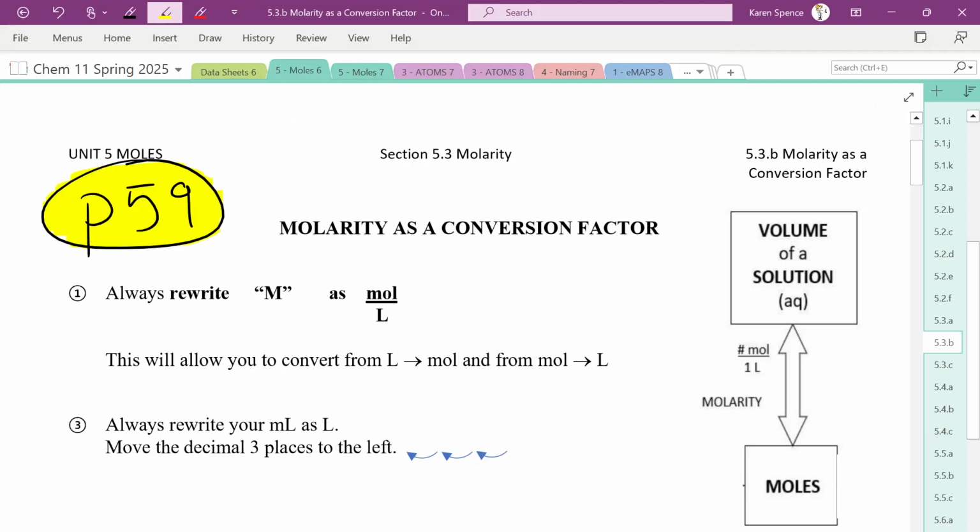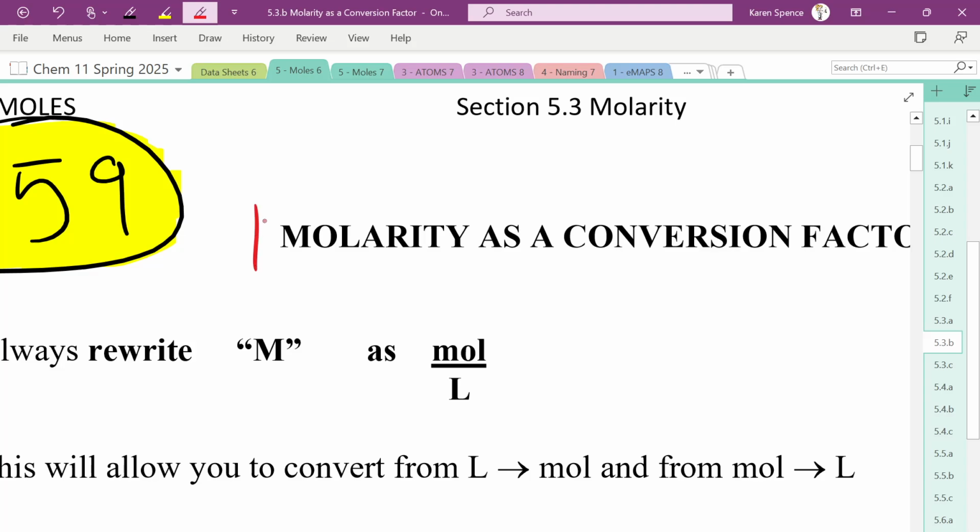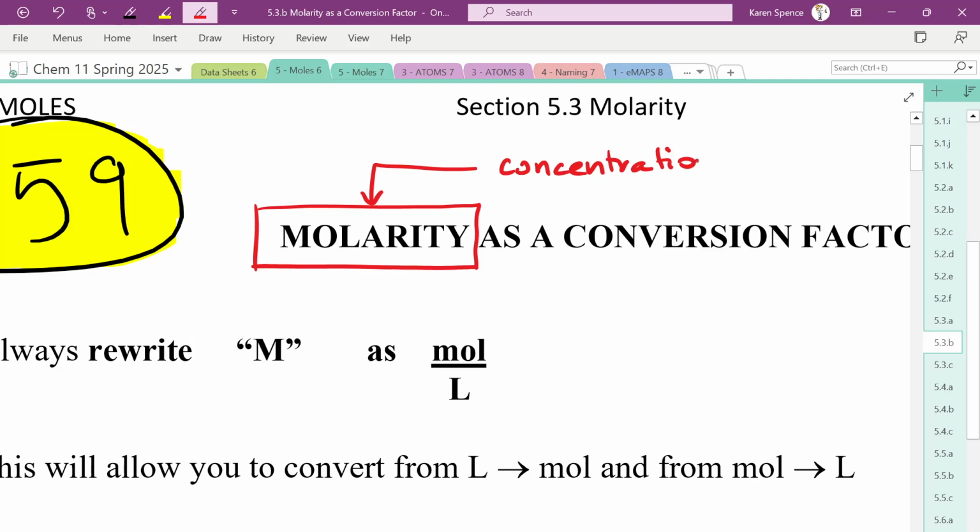I believe I forgot to introduce this class to a word, and that word is molarity. The word molarity means the concentration in moles per liter. So molarity means concentration in moles per liter. We're on page 59.